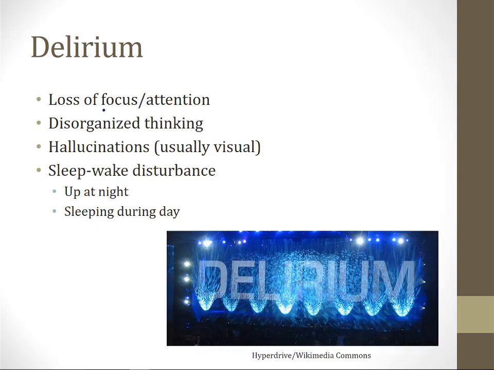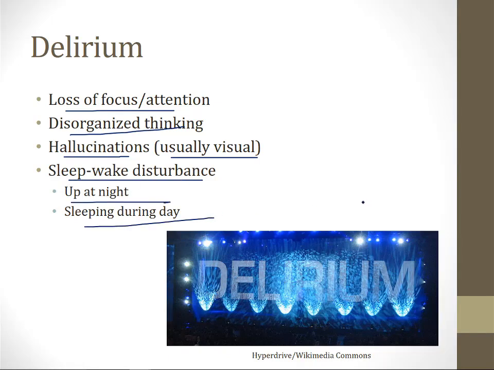So what happens in delirium? First of all, there's a loss of focus and attention. Patients in the hospital who are delirious are very difficult to get a history from because they can't pay attention to you and answer your questions. Their thinking is disorganized. They may have hallucinations. Classically, these are visual. Patients who are very delirious may think that they are seeing things. And then finally, their sleep-wake cycles are very disturbed. So they're often awake at night and they sleep during the day. And this is typical of patients in the hospital who are sick with a medical condition that leads to delirium.